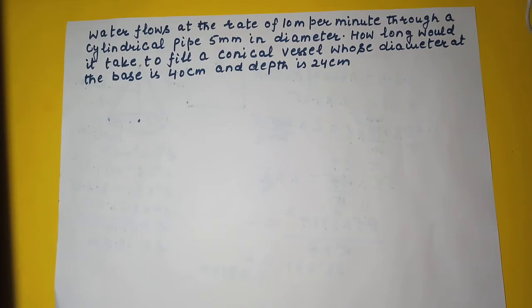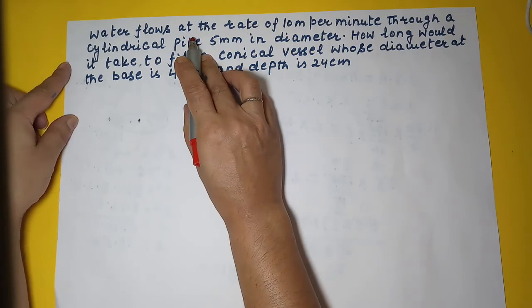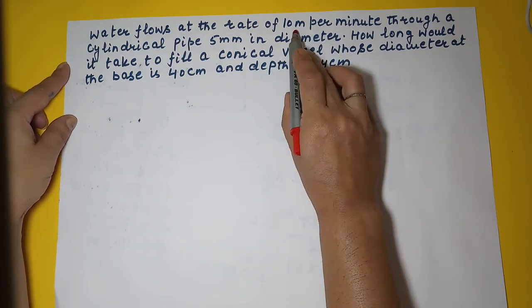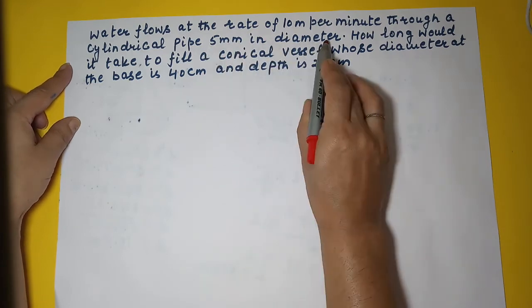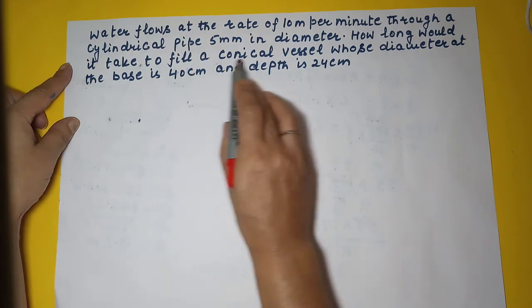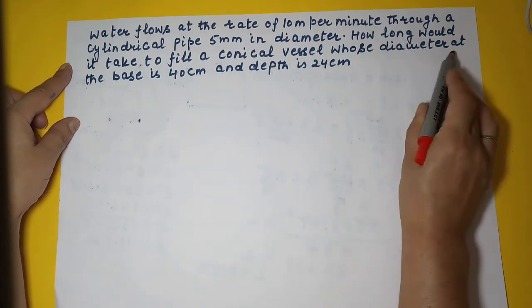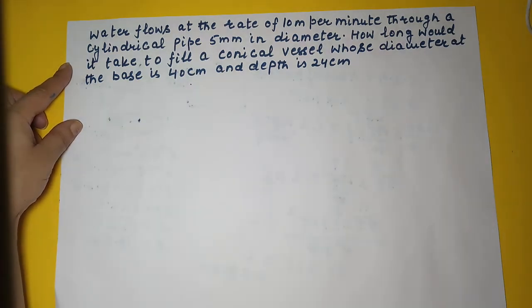In this video, we are continuing with the cone. Now, the question that is given to us is that water flows at the rate of 10 meters per minute through a cylindrical pipe 5 millimeter in diameter. How long would it take to fill a conical vessel whose diameter at the base is 40 centimeter and depth is 24 centimeter?